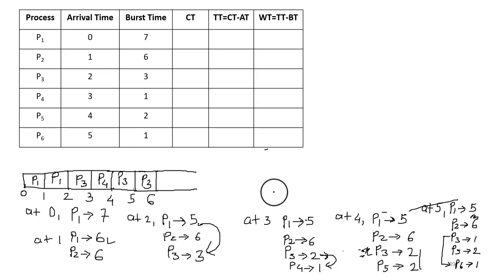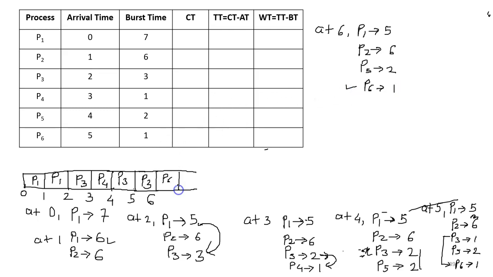After completion of P3, that is at 6, there is process P1 requires 5 units to complete, process P2 requires 6 units to complete, P3, which is completed, P5 requires 2 units to complete, and P6 requires 1 unit to complete. Here CPU will be assigned to process P6 for 1, which is CPU burst time.